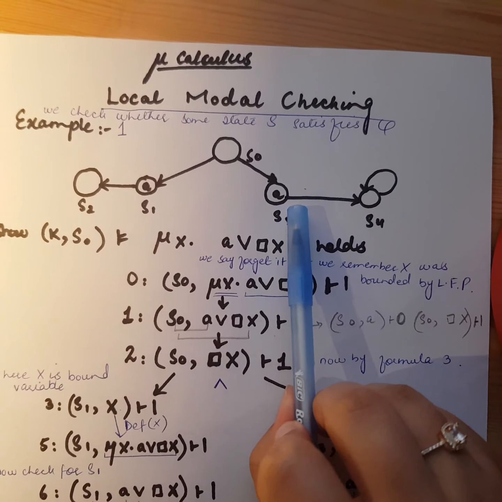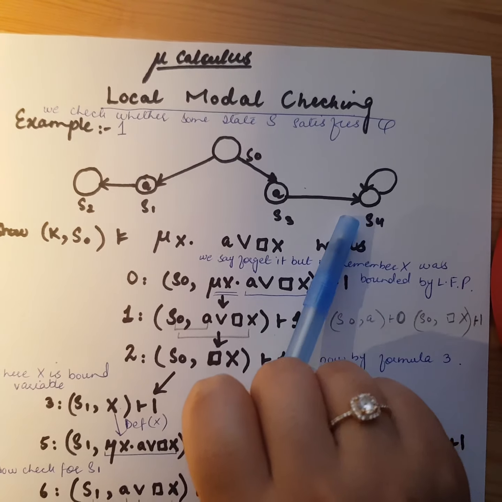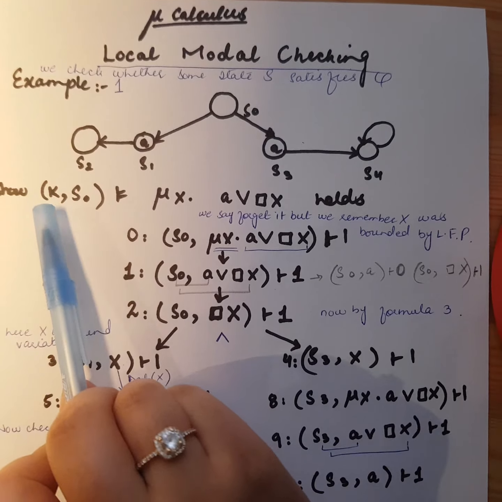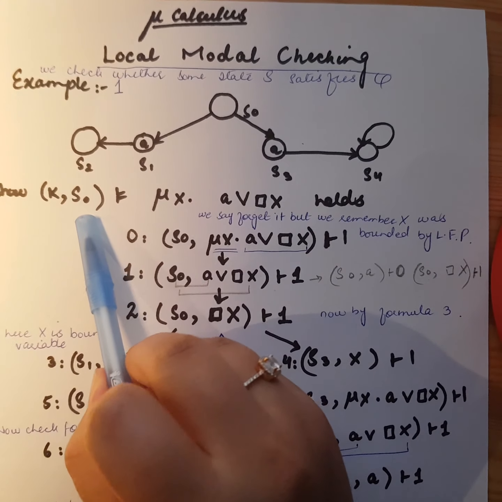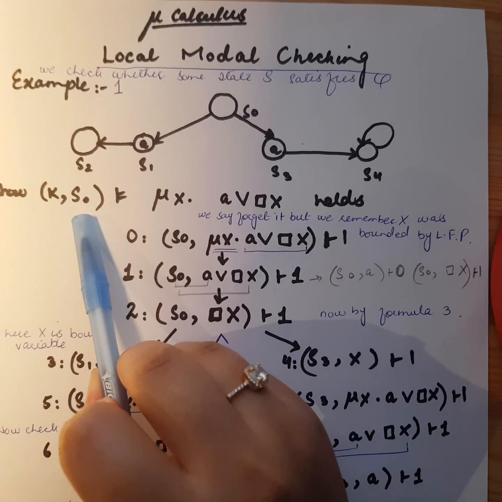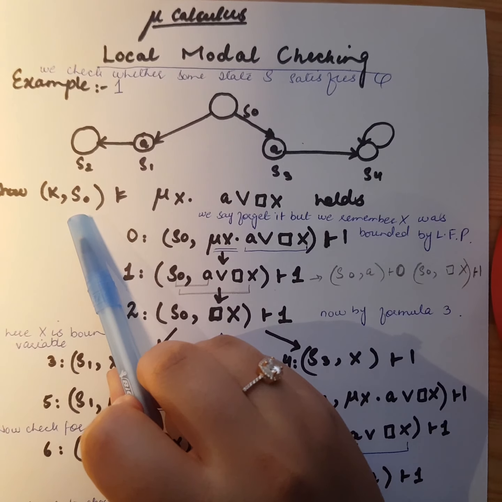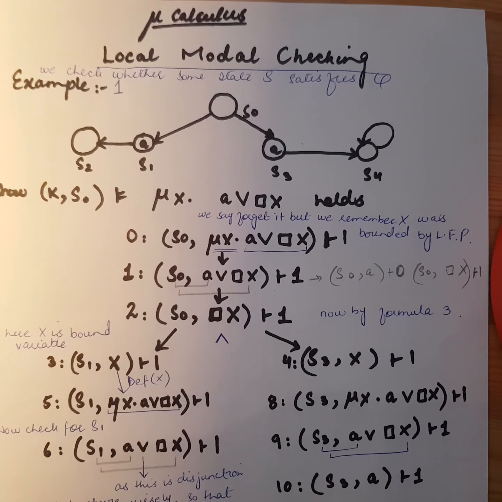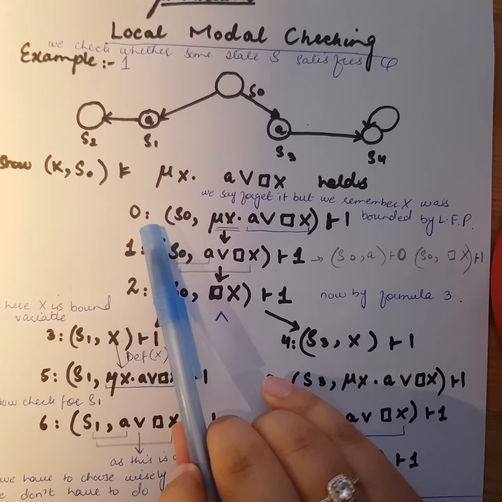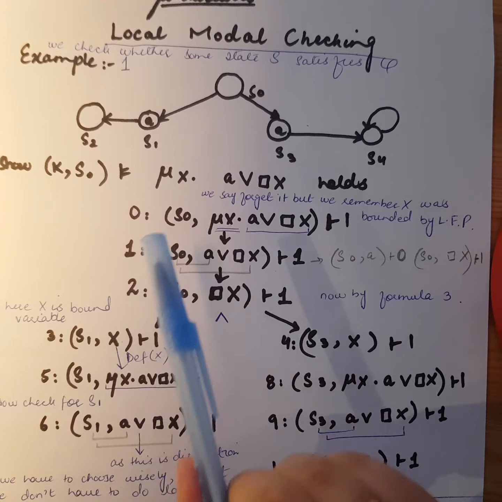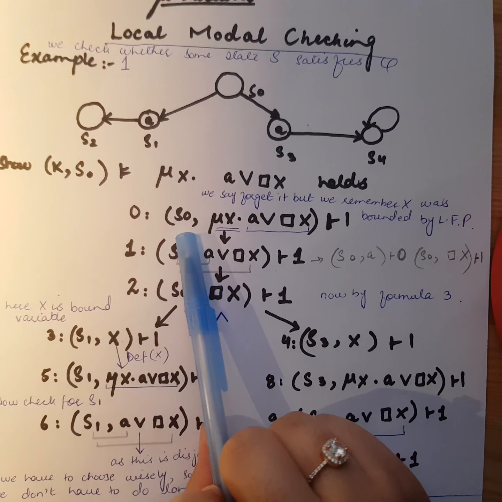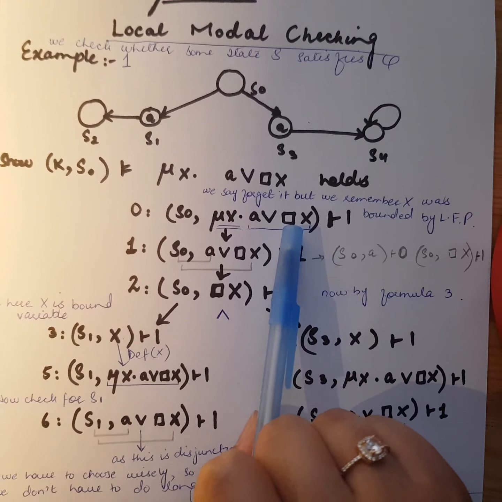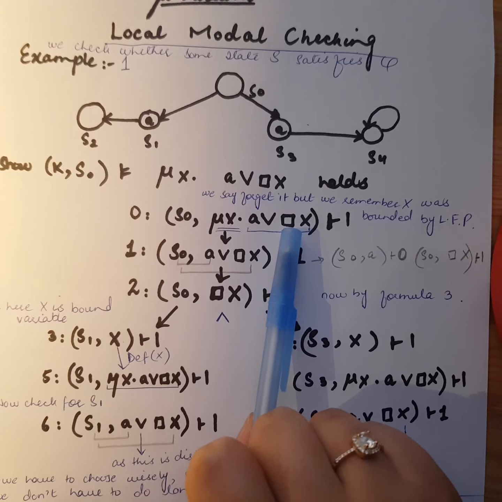This is a Kripke structure, and these are the states in the Kripke structure. This is the question. We have to show that in a Kripke structure K, we have a state S naught, and we have to check whether S naught satisfies this formula. So the first step is quite simple. It is S naught, the state which we have to check, and the formula to which the state has to satisfy.